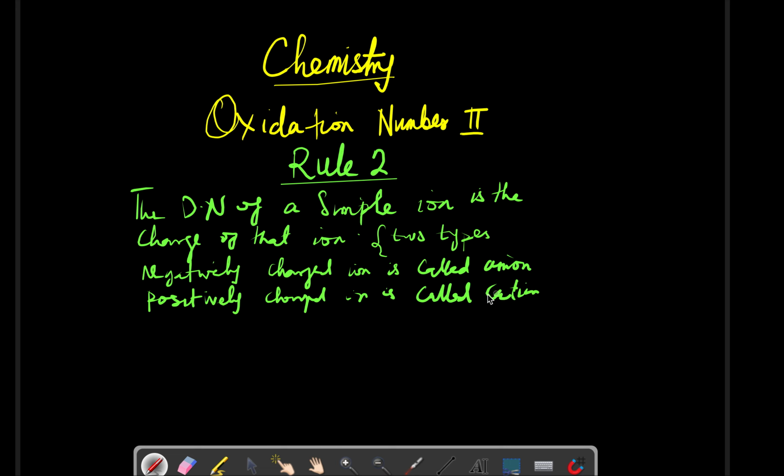Good. Now that you know what the positively charged ion is and also what the negatively charged ion is, remember we have two types of ion, positively charged and negatively charged, and I've given you the respective names. Now the rule we are talking about says the oxidation number of a simple ion is the charge of that particular ion. So with that being said, let's practicalize it. Let's solve one or two problems to demonstrate it before we move to the next rule.